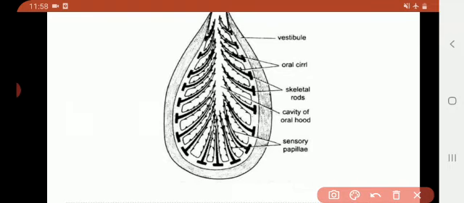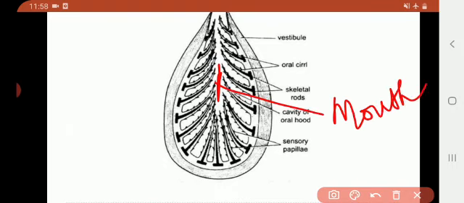Now the oral cirri are otherwise known as buccal tentacles or oral tentacles. In the center, this part is the mouth, the opening. All along the oral cirri, they have sensory papillae, which function as sensory receptors. They can help in detection of food and unwanted particles, etc. So sensory papillae are present.